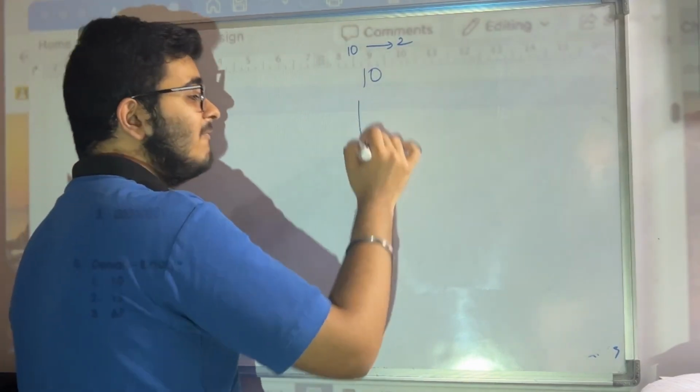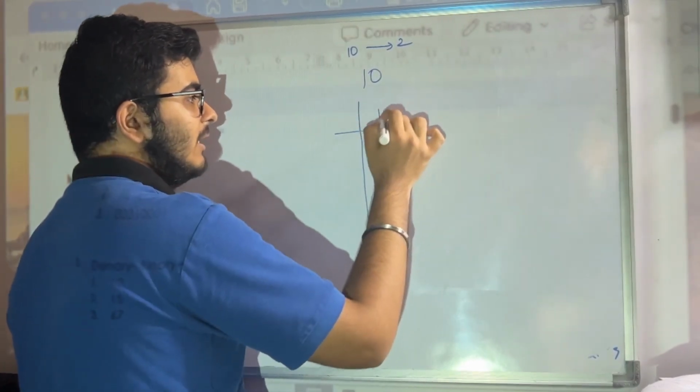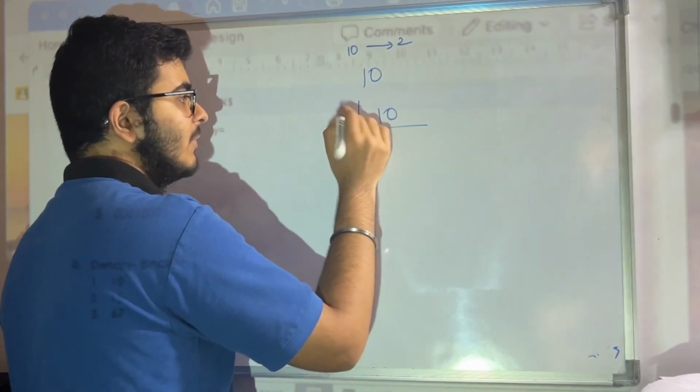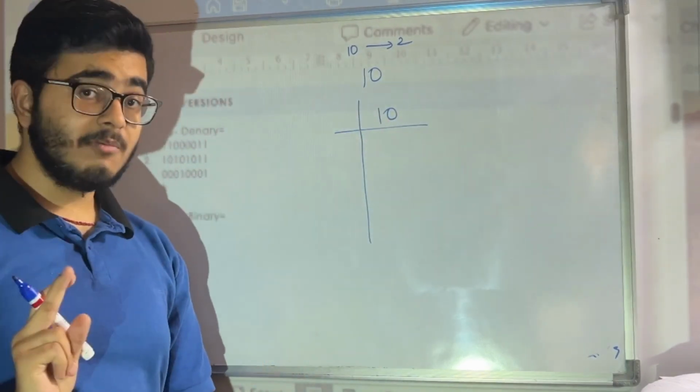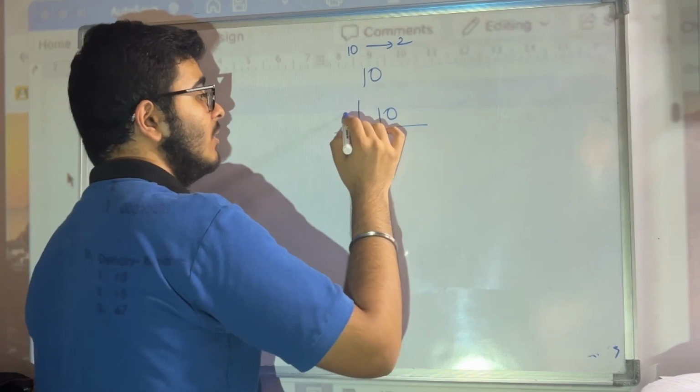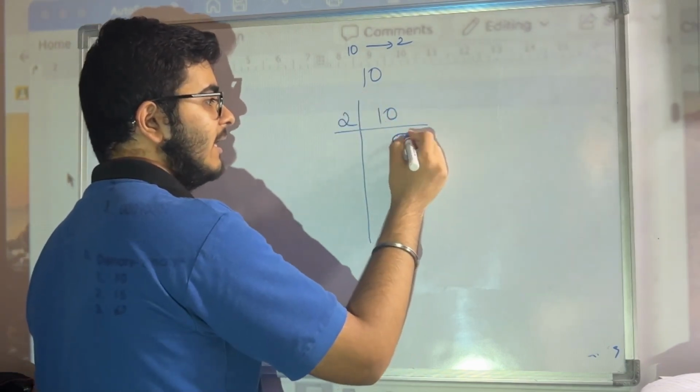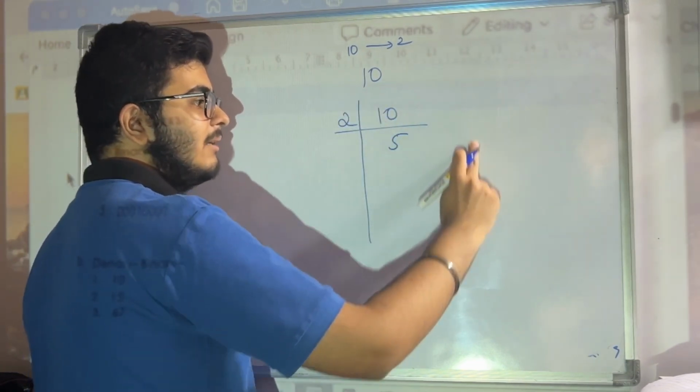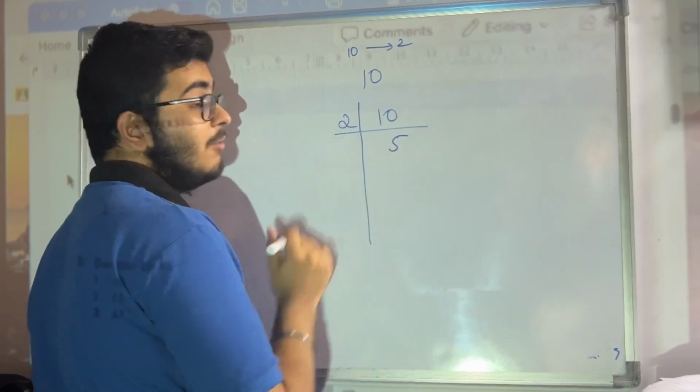I am going to do a prime factorization table. So I'll put 10 here. I'll divide it by 2. See, binary is a base 2 number system. That's why we are dividing by 2. So divide by 2, 2 5s are 10. Now I need to write the remainders in order here. So 2 5s are 10. What will be the remainder?